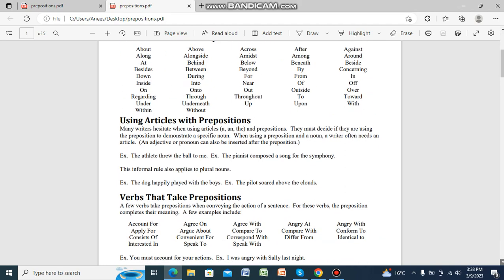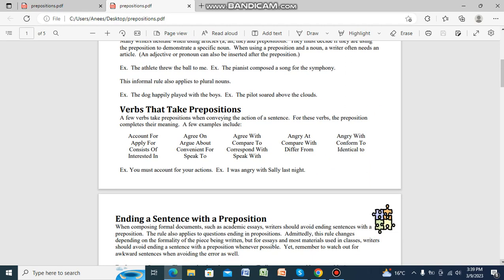We have certain verbs that take prepositions. For example, a few verbs take a preposition when conveying the action of the sentence. For these verbs, the preposition completes their meaning. A few examples include: account for, apply for, agree on, agree with, angry at, compare to, compare with, differ from, conform to, identical to.